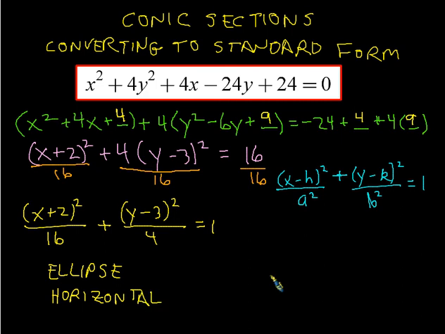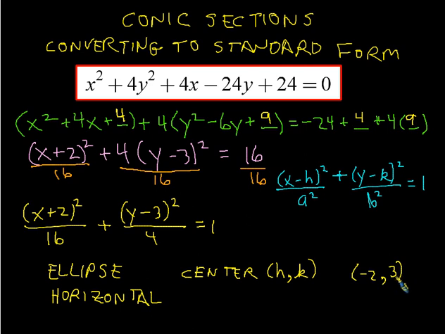And then the other thing is, we can identify where the center of this ellipse is. The center is going to be at h comma k. There that is again, h comma k. And again, the standard form of the ellipse is x minus h and y minus k. So the y minus 3 means that k is 3. And then over here, x minus a negative 2, so our h is going to be negative 2. So we have a horizontal ellipse with a center at negative 2 comma 3.